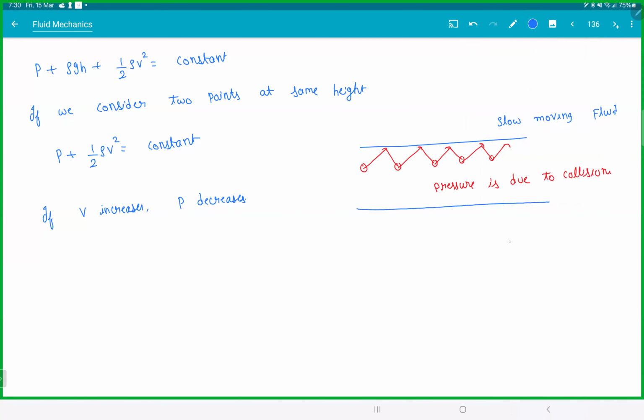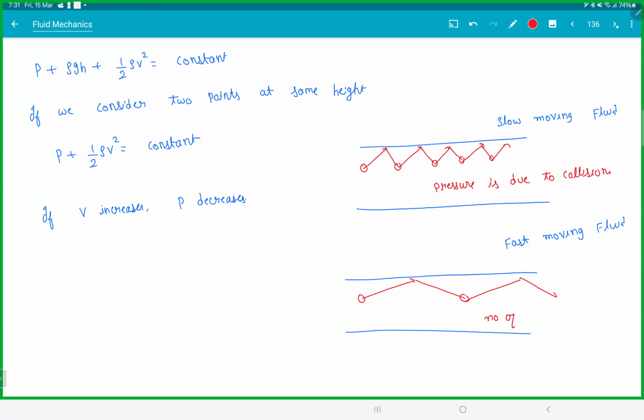Now, if you have a fast moving fluid, the liquid is flowing pretty fast. Now, what would happen? You're getting it? The number of collisions will decrease, isn't it? You're having less time for the molecules to collide, the number of collisions will decrease. So this is the thing. So you're not giving enough time for the molecules to interact with the walls or have enough collisions. Therefore, pressure drops.